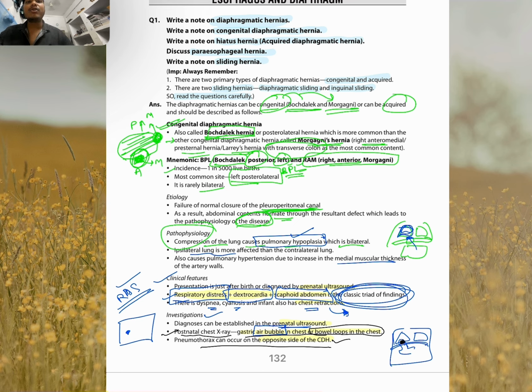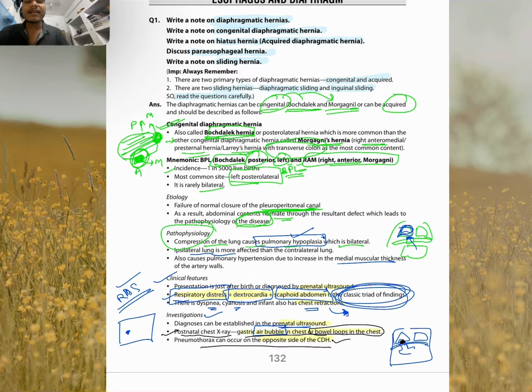And what is the etiology? It is caused by the failure of the pleuroperitoneal canal closure, its poor closing. And next is its pathology. What will it cause? It will compress the lungs, resulting in pulmonary hypoplasia. And after that, the clinical feature: it should be diagnosed prenatally.